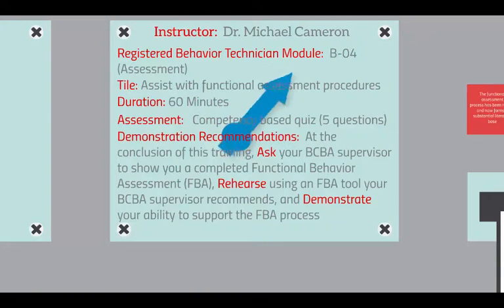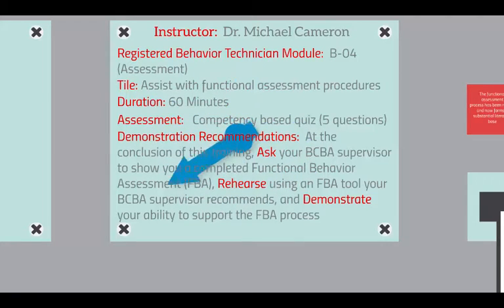Now, with respect to the details, this is strand B04 in the assessment category, and the title is Assist with Functional Assessment Procedures. The duration of this module will be 60 minutes, and there'll be a competency-based quiz at the end, 5 questions as usual.